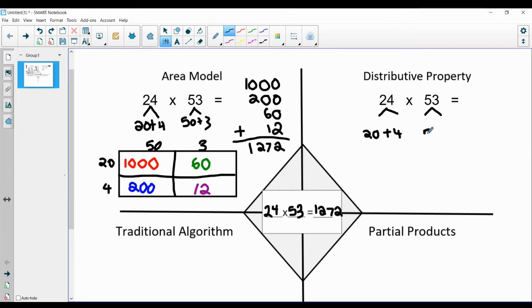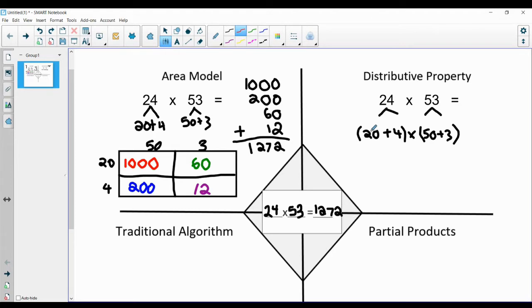and 50 plus 3. I'm going to put 20 and 4 in brackets, as well as 50 and 3. These are the numbers that are going to be multiplied together now. I'm going to distribute each number in the brackets to each other, sorry. I'll show you what that means.